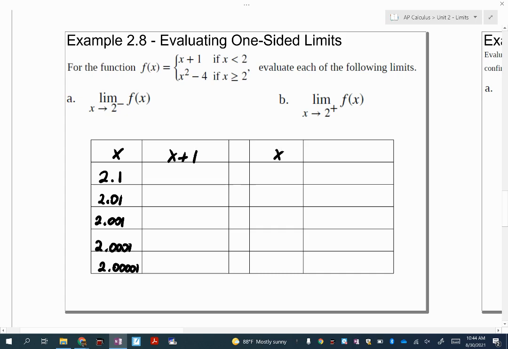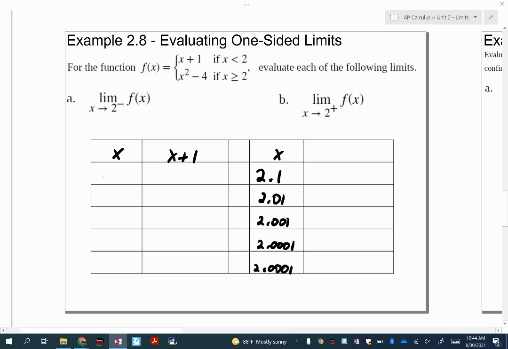I'm sorry, I did that wrong. That's supposed to be over here. My bad. Here we go. 2.1. And from the left side, it should be 1.9. There we go, that makes more sense. So we're getting really close to 2 without ever touching 2.